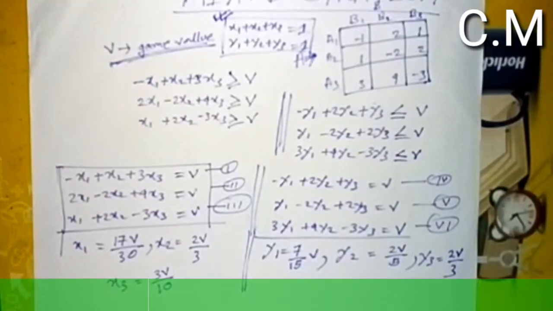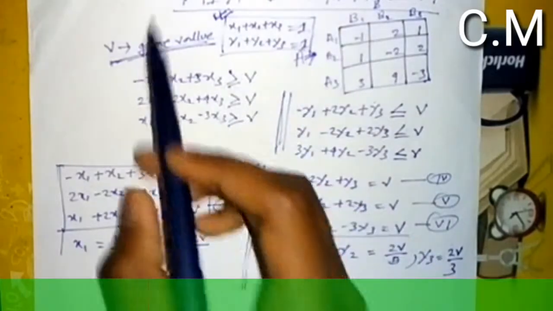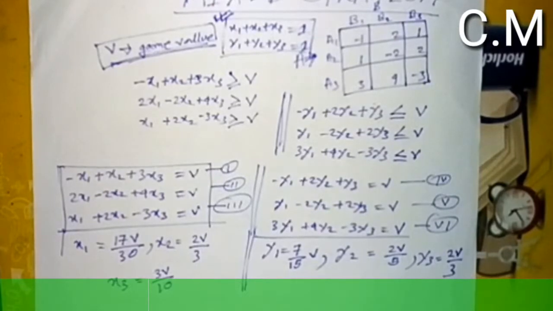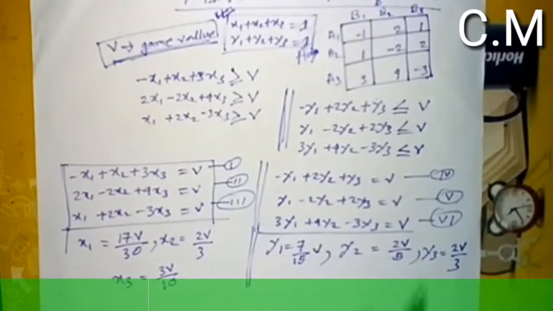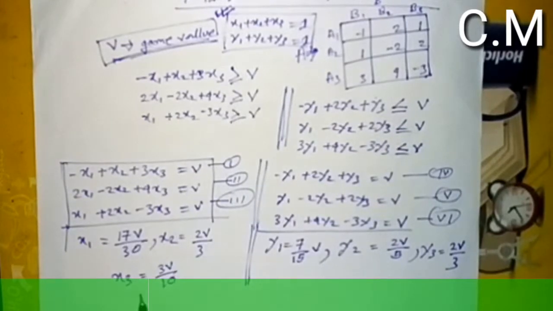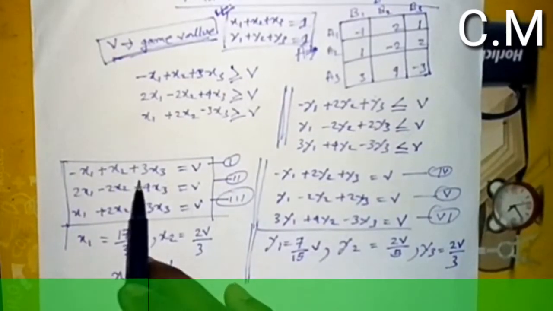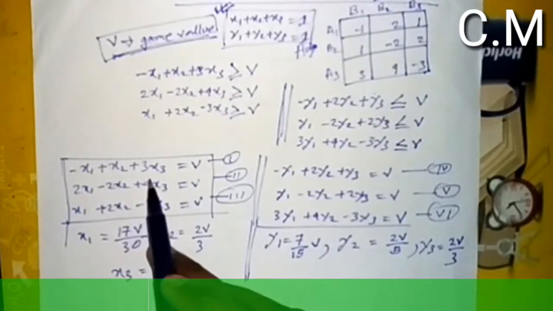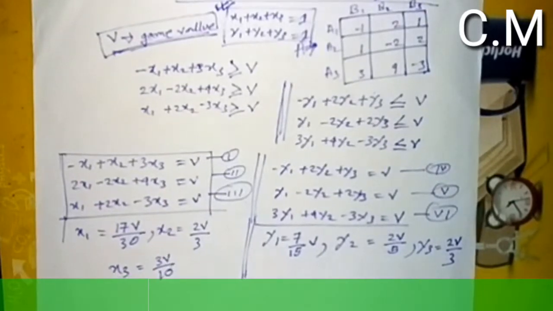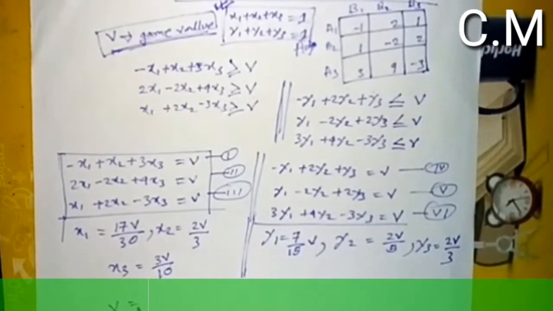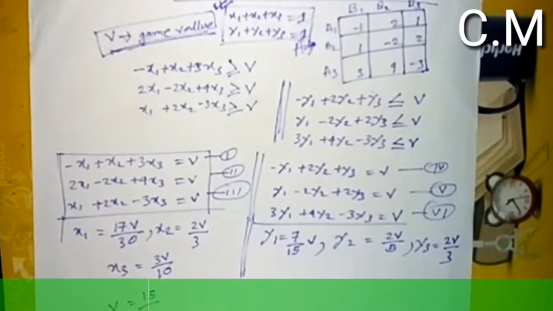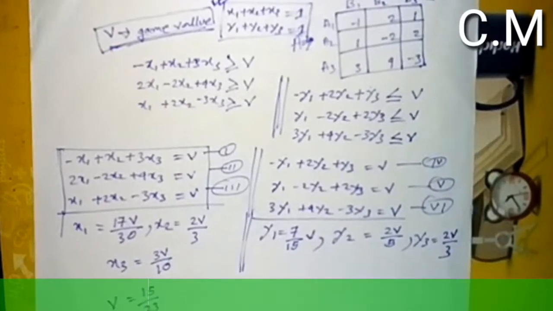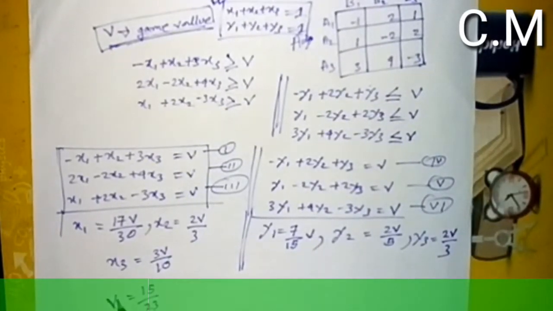Next, as I said before, you have to find the game value, which is v. To find the game value, we put x1, x2, x3 in any one of these three equations. If we put them in minus x1 plus x2 plus 3x3, then we find the value of v equals 15 by 23. This is the game value.